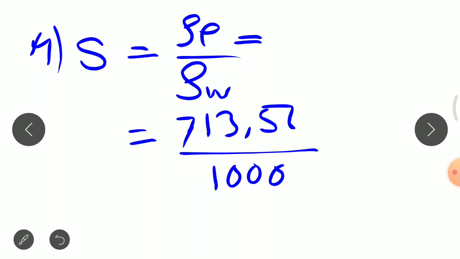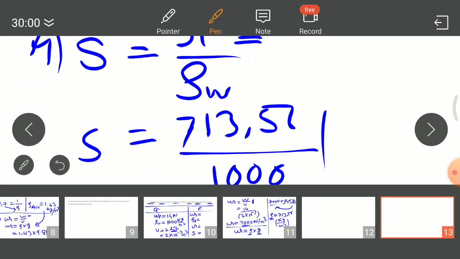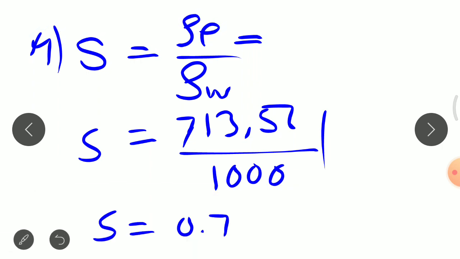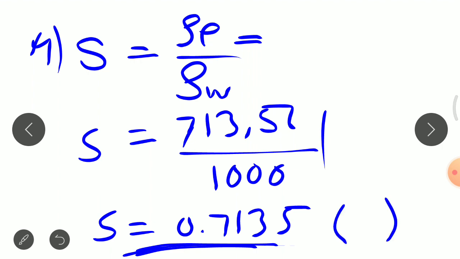And you can calculate this ratio as 0.7135. It does not have a unit. Why? Both quantities have the same unit in the numerator and denominator, so both units get cancelled, that is rho and rho of water, so it does not have a unit.